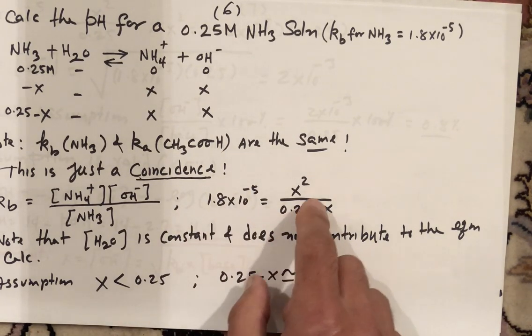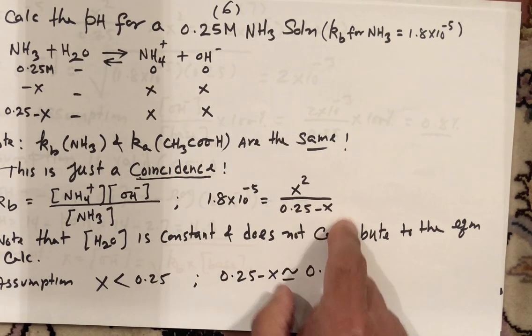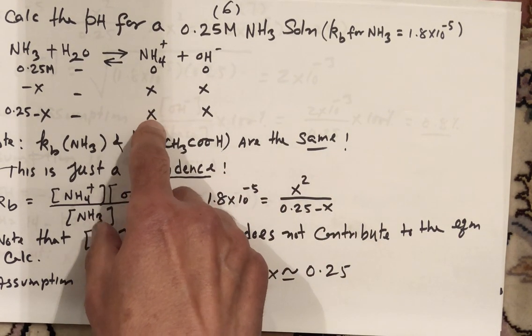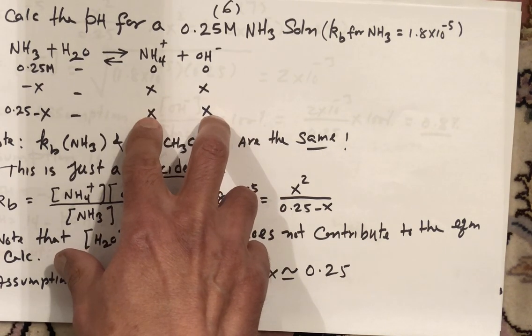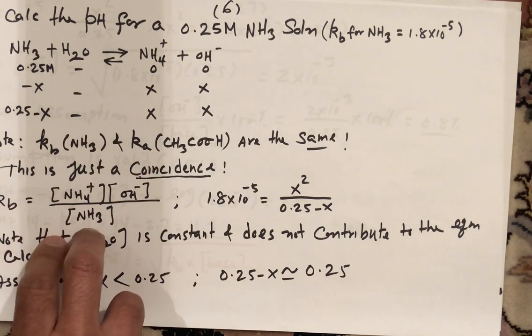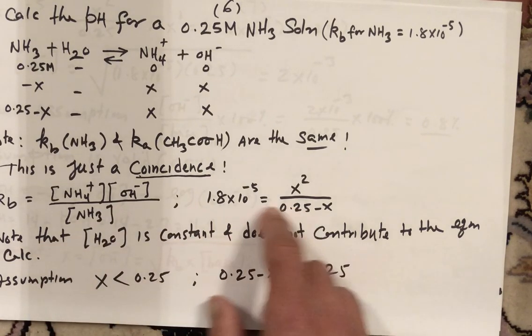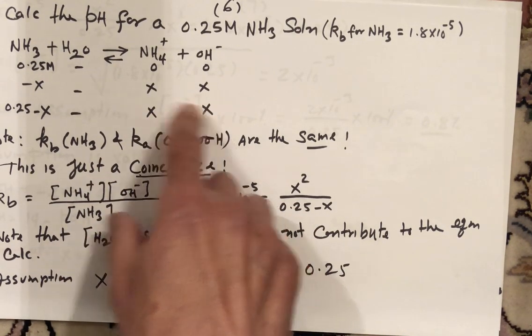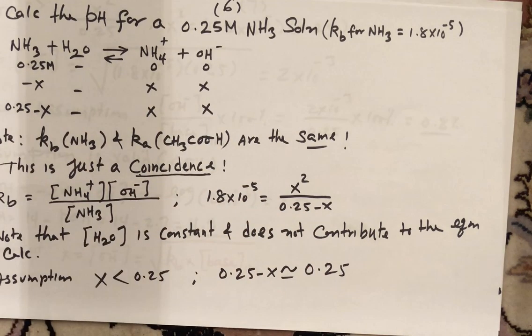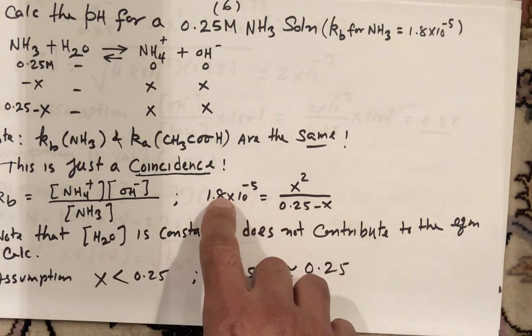Now, the Kb, so we go back to the ICE table again, the Kb is x squared divided by 0.25 minus x, so in other words, the concentration of the product divided by the concentration of the reactant. So we have x times x divided by 0.25 minus x. And that's this equation here. The Kb is given.